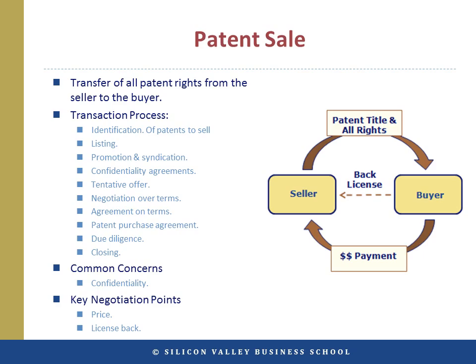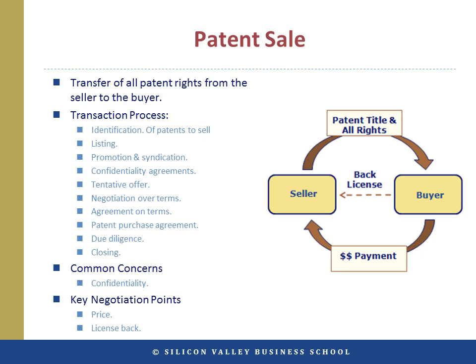Following this question and answer process, the buyer may make a tentative offer. If there are several interested bidders, a bidding process may take place. Following the negotiation on price and other terms, the preferred offer is then accepted by the seller. The buyer then usually provides a patent purchase agreement to the seller and commences the due diligence process. Due diligence in this type of transaction generally focuses on validity of the patents and ensuring the seller's title is clean.